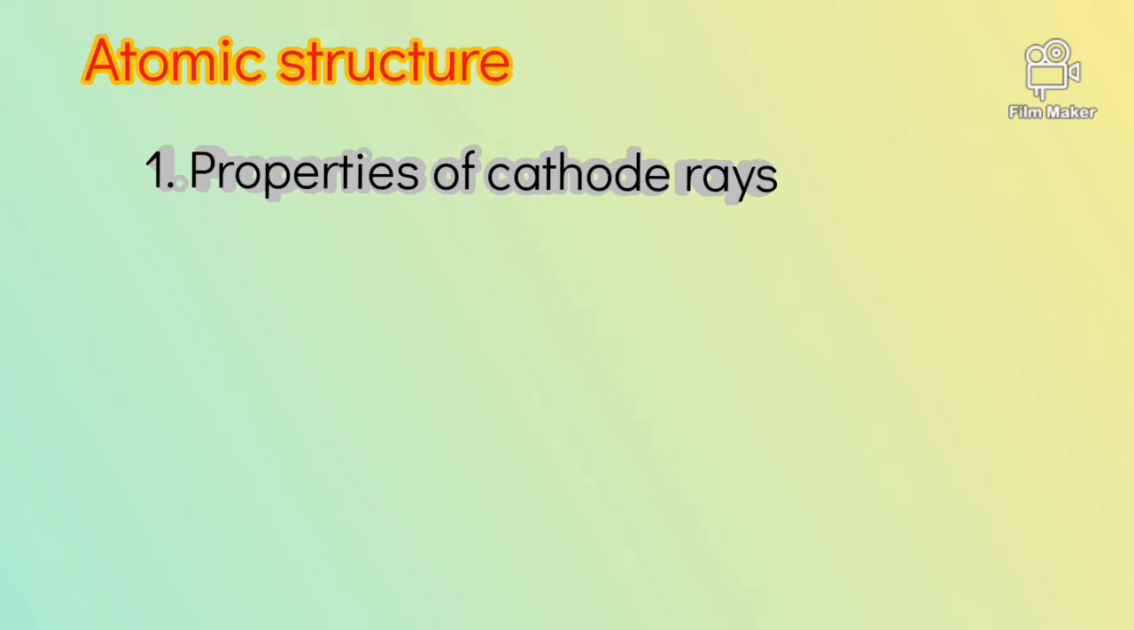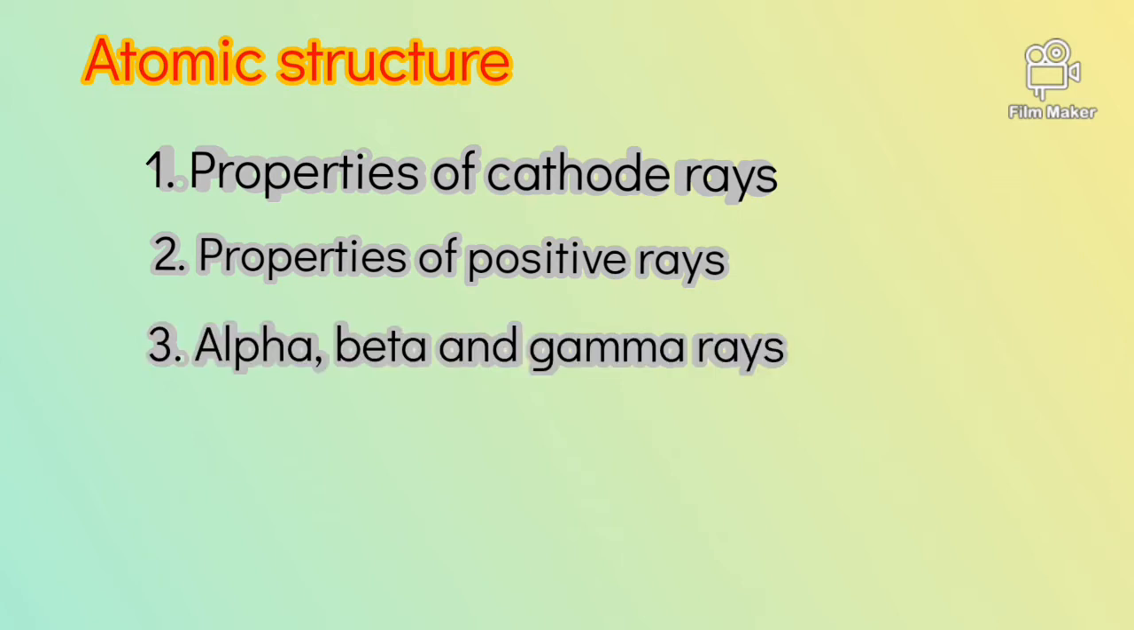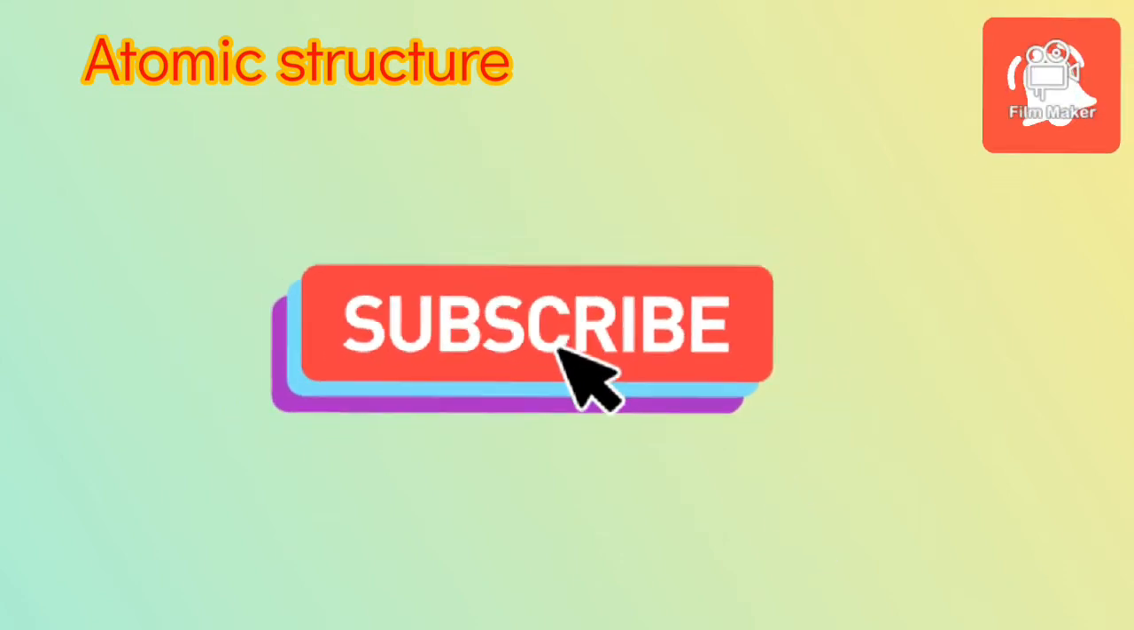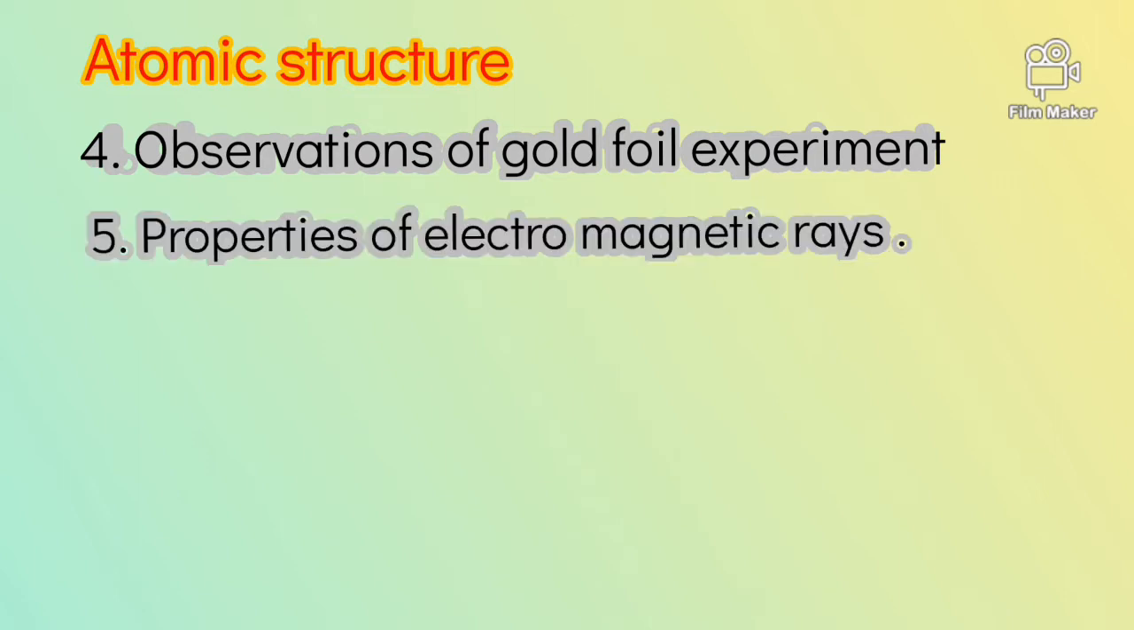What are the main topics that will be discussed? First one is properties of cathode rays. Second, properties of positive rays. Then we will discuss properties of alpha, beta and gamma rays, and we are going to compare these properties. Then we will discuss observation of the gold foil experiment.